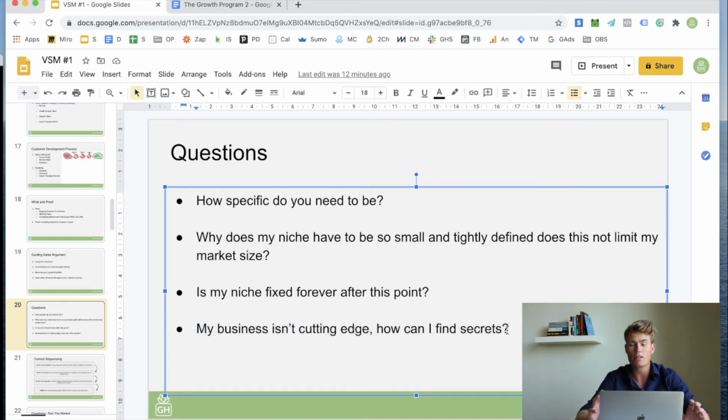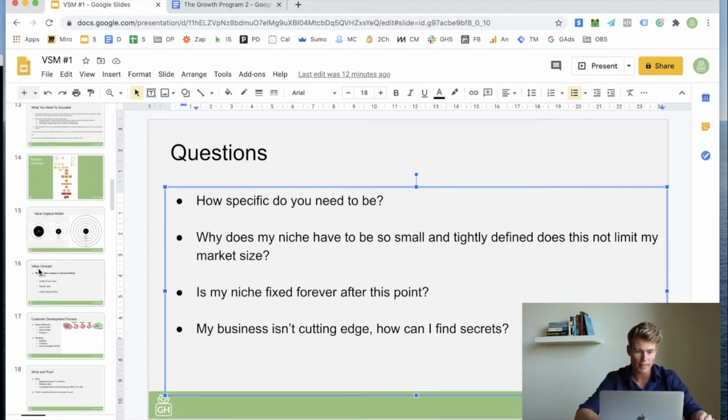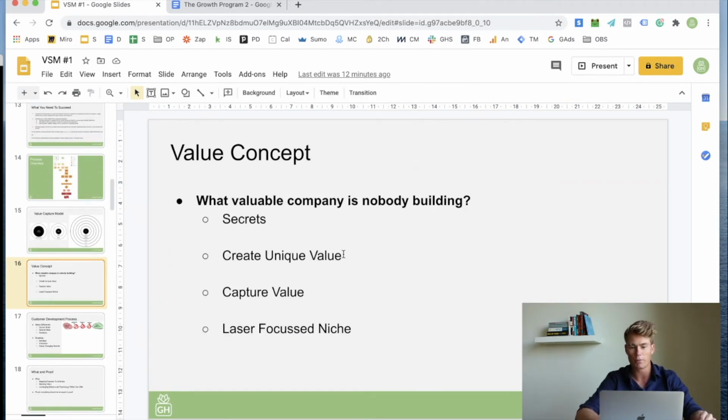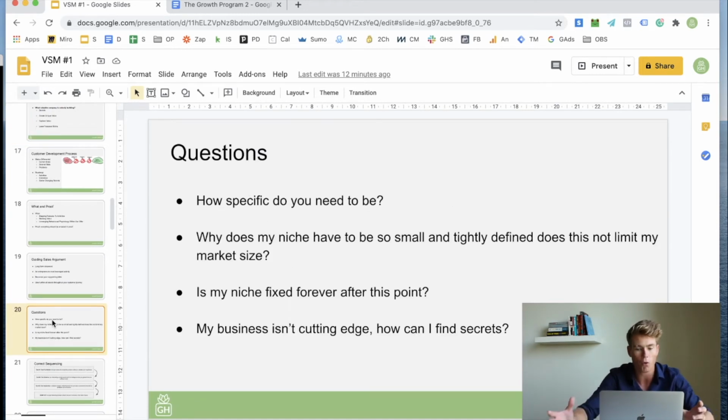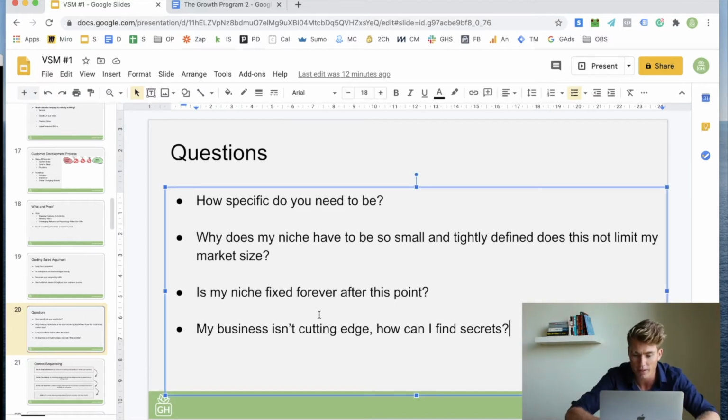My business isn't cutting edge, how can I find secrets? So this is a question that I get a lot within my program. I think that when people see this question, what valuable company is nobody building, and we start talking about the likes of Uber and Airbnb, people think, oh, well, I'm just a small service provider in my local city, I'm not going to be able to do that. But the truth is that there are ways to create valuable businesses and secrets on a smaller level, okay?